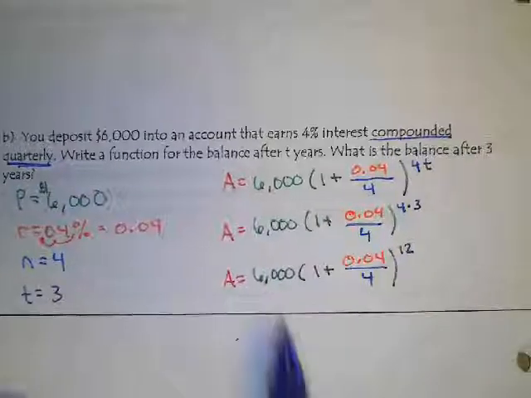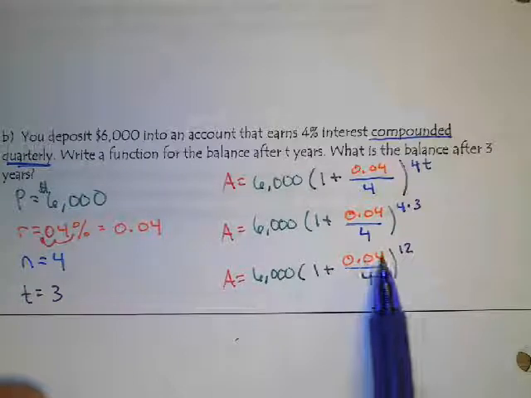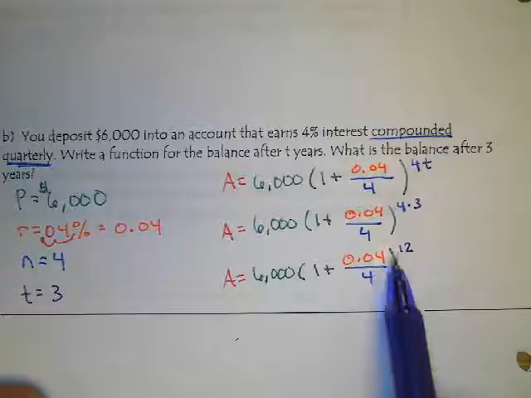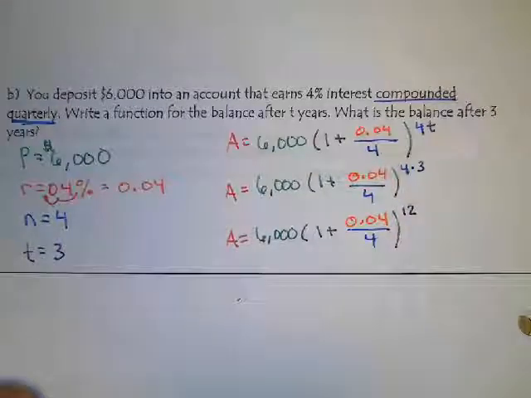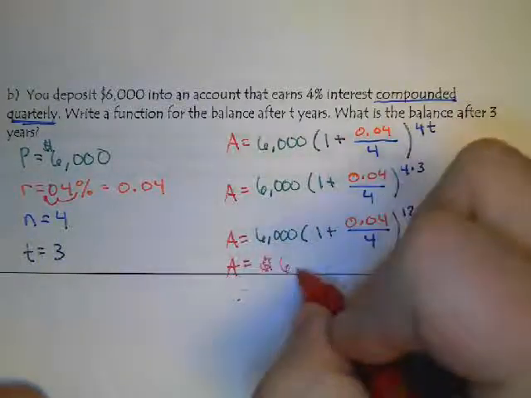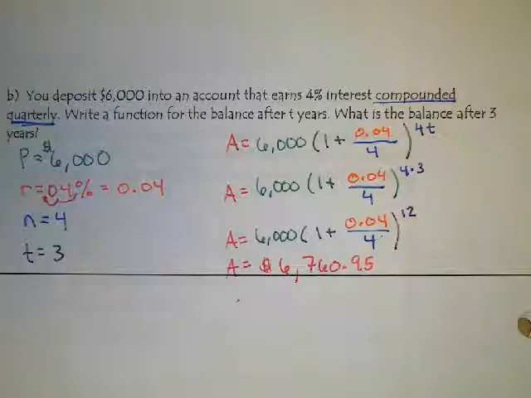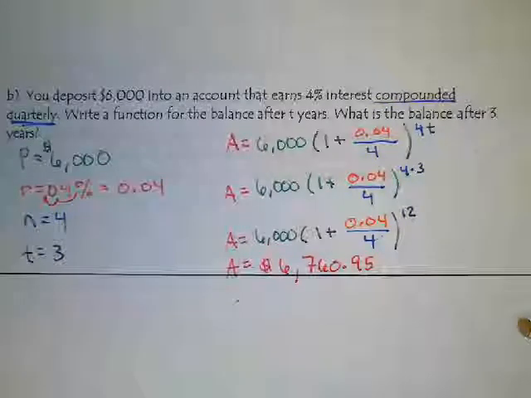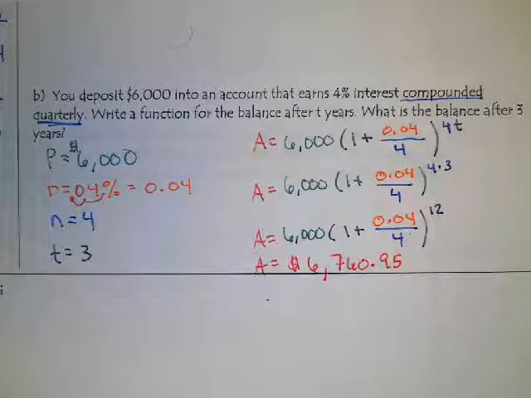Now it's as simple as typing it just like you see it: 6,000, parentheses, 1 plus fraction 0.04 in the numerator, 4 in the denominator, close parentheses, exponent 12, hit enter, and we get that our amount is equal to 6,760.95. And that's how we can use the compound interest formula to help us pretty much just plug these values in, be able to type it correctly into a calculator, and then send the answer on its way.